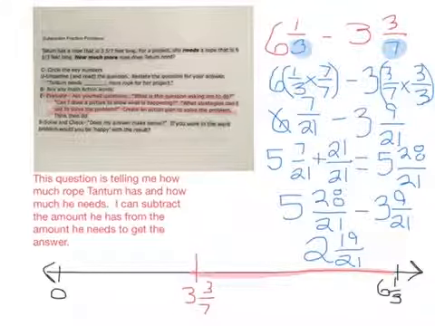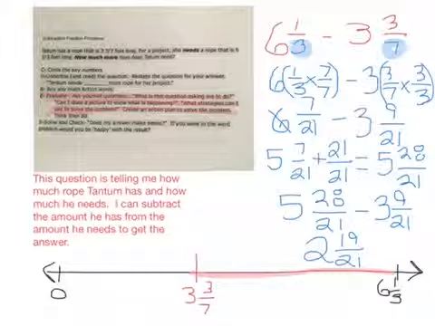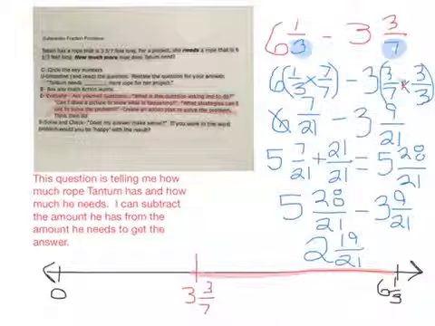The strategy that I use is I'm going to pay attention to my denominator. 3 and 7 don't have any common factors other than one. So the 1/3 I'm going to multiply by 7/7, and the 3/7 I'm going to multiply by 3/3, and I'm going to get 6 and 7/21 minus 3 and 9/21.